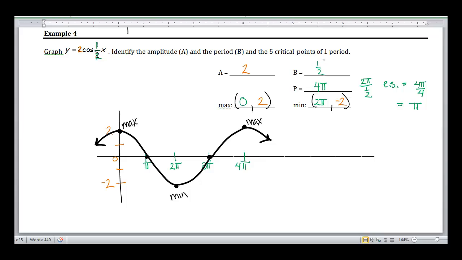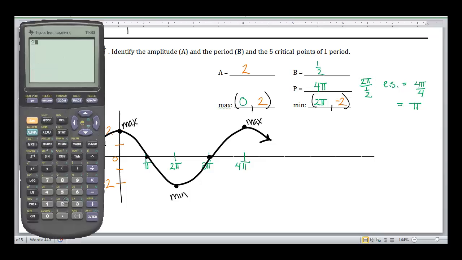Notice that because b was a value of a half, smaller than 1, we got a period bigger than 2 pi, meaning that in just one length of 2 pi, I only get half of a cycle. So that's why our period is going to be longer. And again, I can figure this out by taking 2 divided by a half in my calculator. Remember, whenever you put fractions in your calculator, you need to use parentheses.